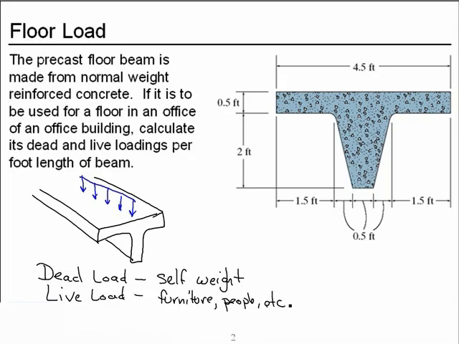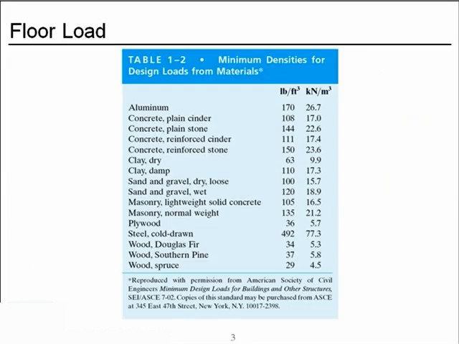Let's calculate the dead load first, but to do so we need the density of the concrete. Table 1-2 has densities for a variety of structural materials. Since the precast beam is reinforced and it's made of normal weight concrete, it's under the category of concrete reinforced stone, and the density is roughly 150 pounds per cubic foot.